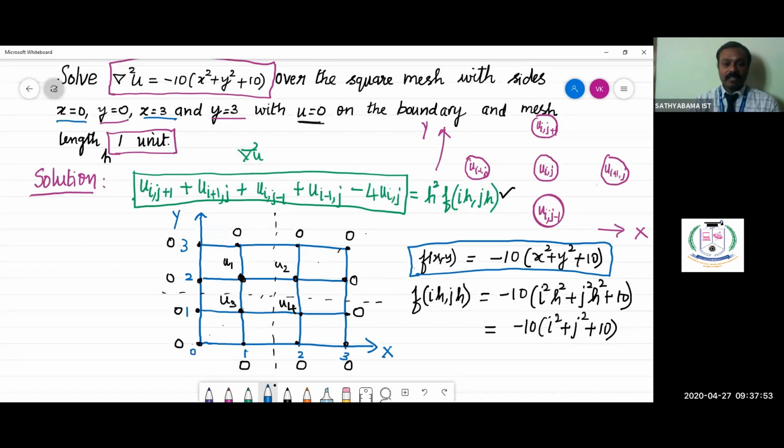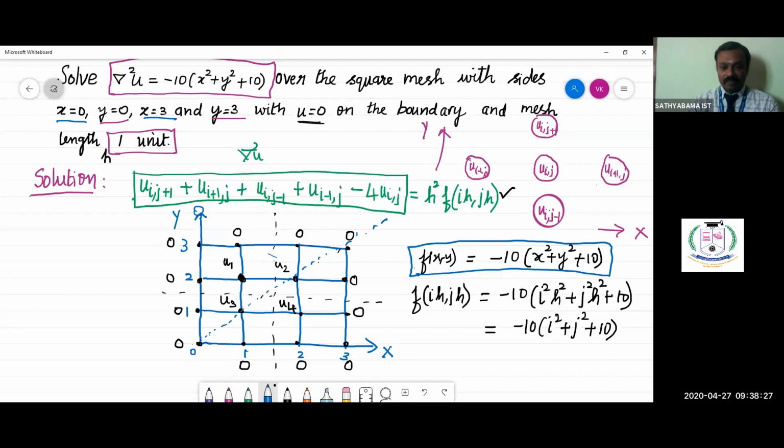So it is symmetric about the y-axis. If you replace y by minus y, the equation remains unchanged. So it is symmetric about the x-axis. But unfortunately, we don't have the mesh extended outside the first quadrant, so this symmetry will not help us. But if you interchange x with y, the equation remains unchanged. So this line is a line of symmetry.